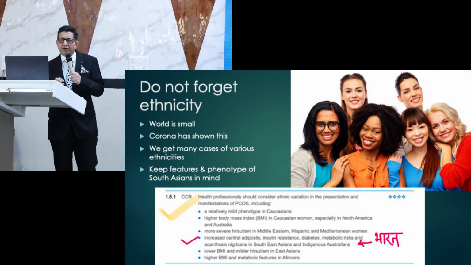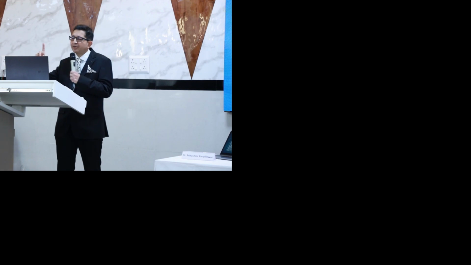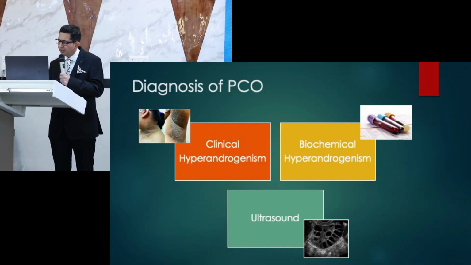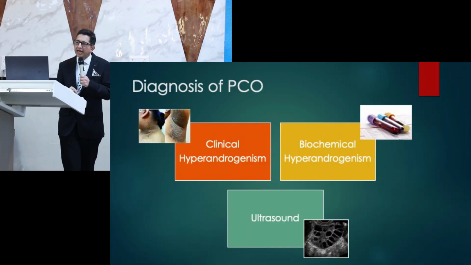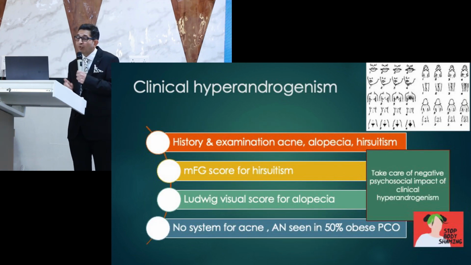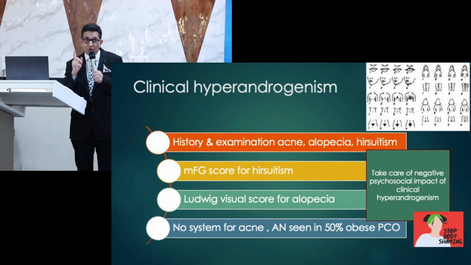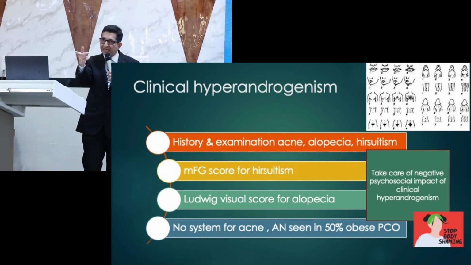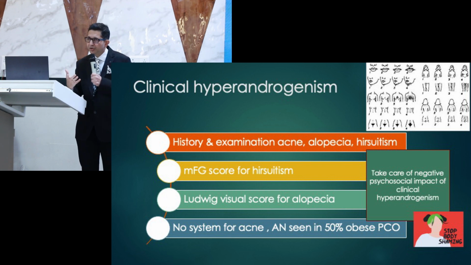Whenever you diagnose PCO, you have to consider three things: clinical hyperandrogenism, biochemical hyperandrogenism, and ultrasound. And clinical hyperandrogenism, you know that there is something called as modified Ferriman-Gallwey score, and you can do this. Try this. Whenever you get a young girl with hirsutism, you keep this modified Ferriman-Gallwey chart with you in the OPD, and you can actually classify her into the mild or severe hirsutism.